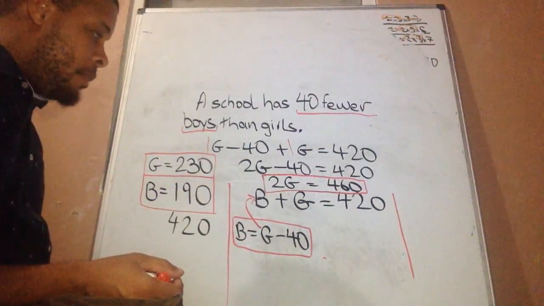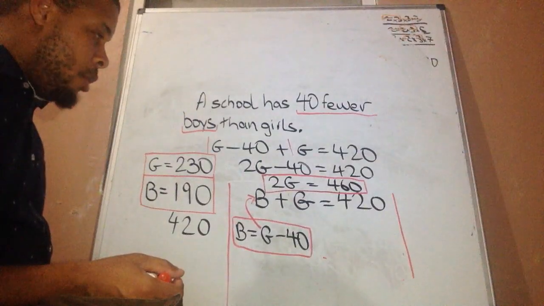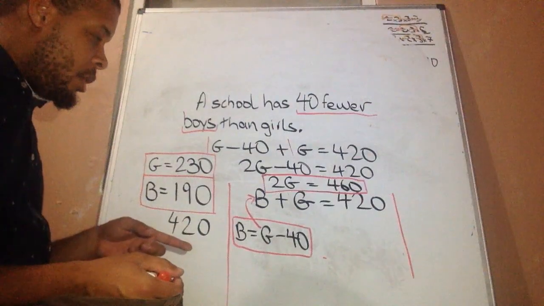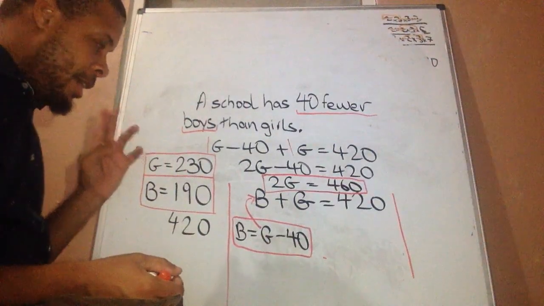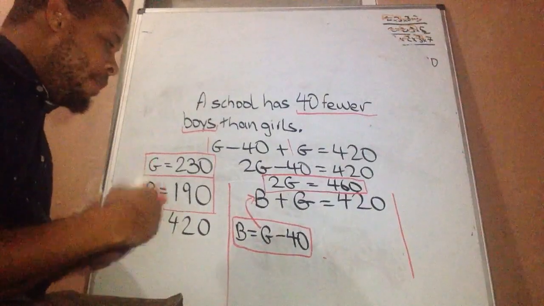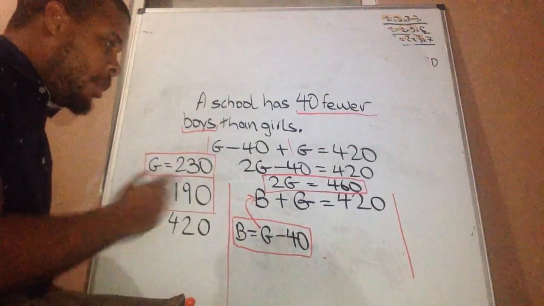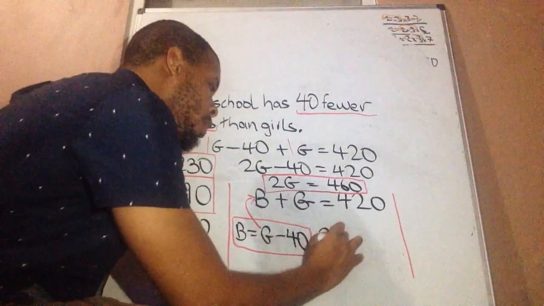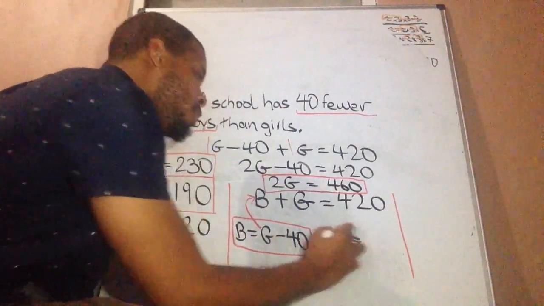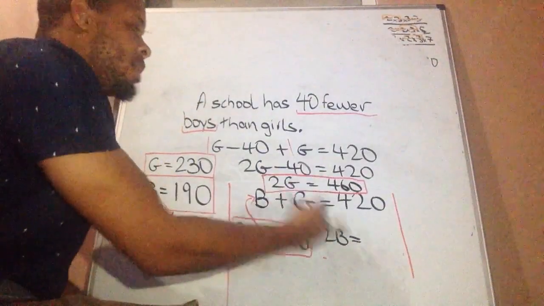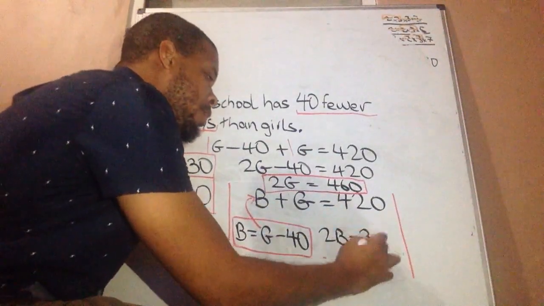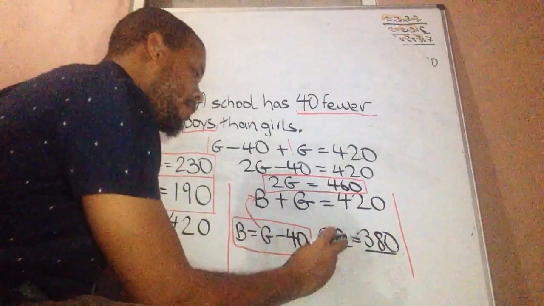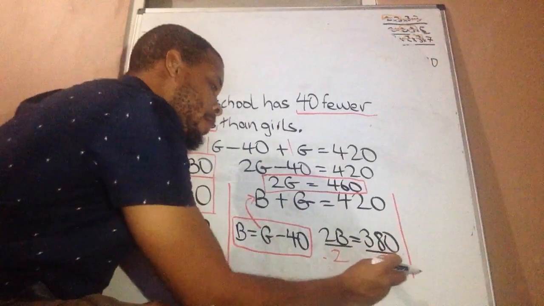So what would that have been now? B plus, wait. Let me do this. So it would have been G is equal to B plus 40, B plus 40, right? So it would have been 2B is equal to, you take away 40 from that, 380, and then you divide both sides by 2. There you go.